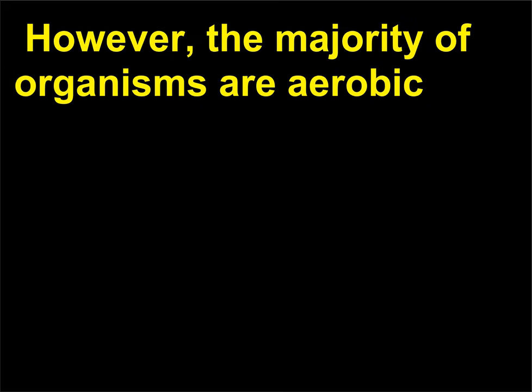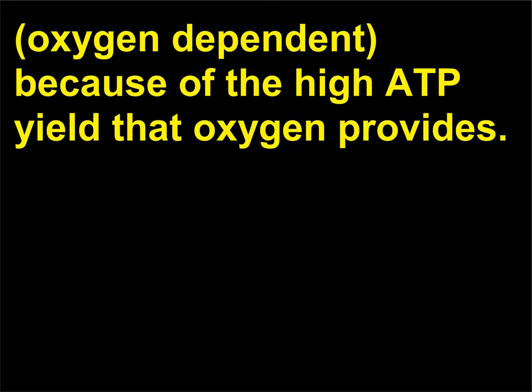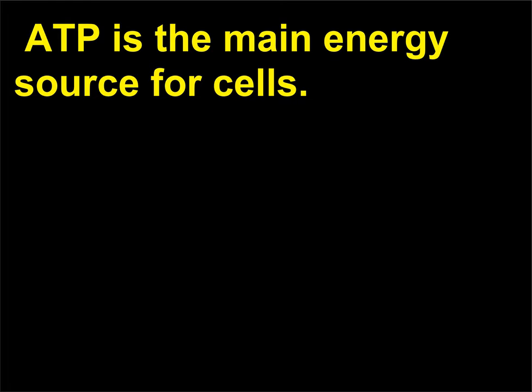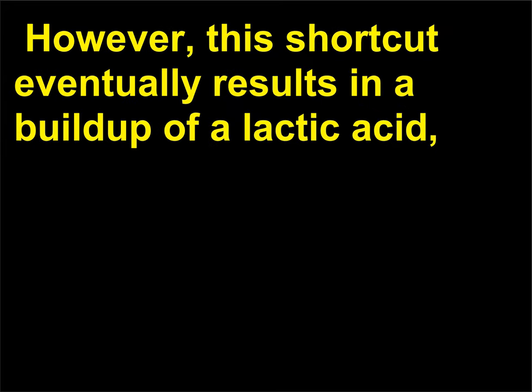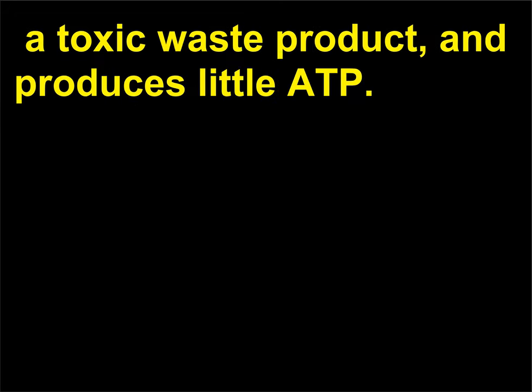However, the majority of organisms are aerobic, oxygen dependent, because of the high ATP yield that oxygen provides. ATP is the main energy source for cells. Under some circumstances, oxygen dependent cells can harvest energy from fermentation for short periods of time. However, this shortcut eventually results in a buildup of lactic acid, a toxic waste product, and produces little ATP.